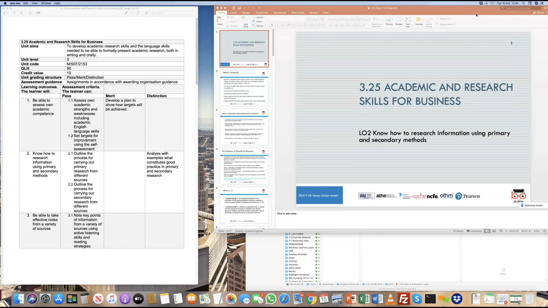So this is to look at various types of research, or, let's put it this way, various types of techniques that we use to primarily gather data or information. So when we look at this, the first part was looking at academic competencies. The second part is now focusing on what is research.